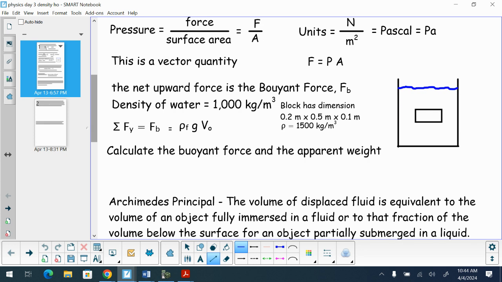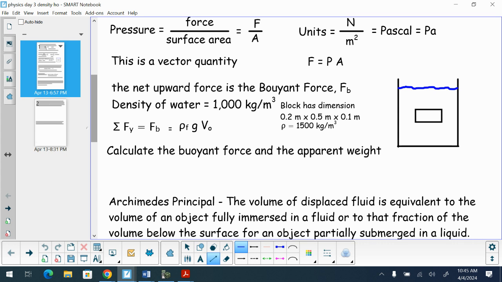Your net upward force is called a buoyant force. The density of water is something you should note here: 1,000 kilograms per meter cubed. The block has dimensions of 0.2 by 0.5 by 0.1 meters and has a density of 1,500 kilograms per meter cubed. We want to calculate the buoyant force and the apparent weight.